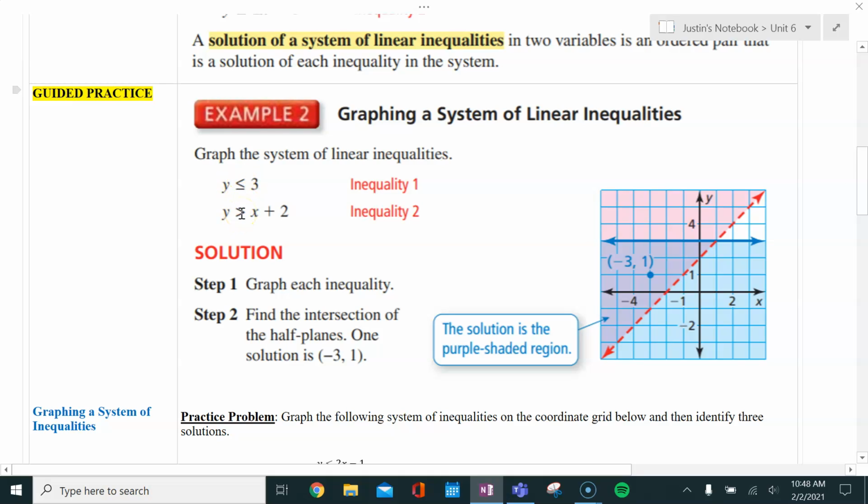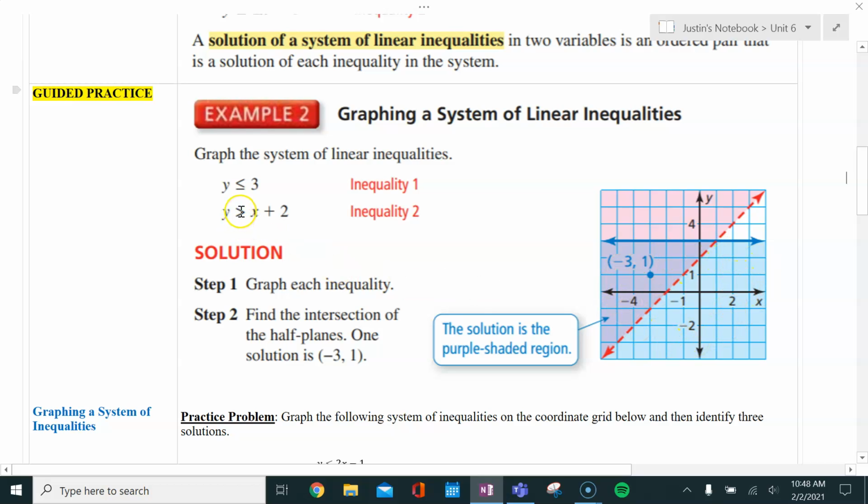Whereas in the second inequality, there is no equal to symbol under this sign. So what we do is we draw a dotted line. That's our red dotted line on our graph. So step one was to graph each inequality. And then we shade according to the symbol. For our blue line, we're going to shade below because our sign is less than, and less than tells us we shade below. So that's all this blue area here shaded.